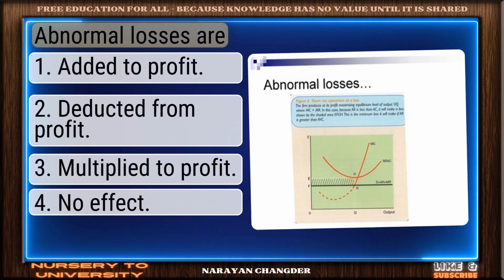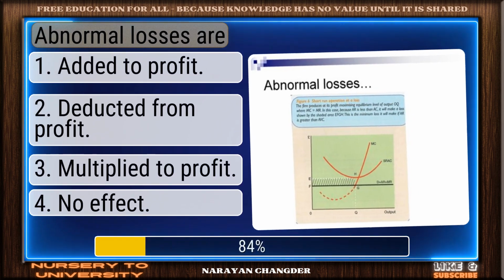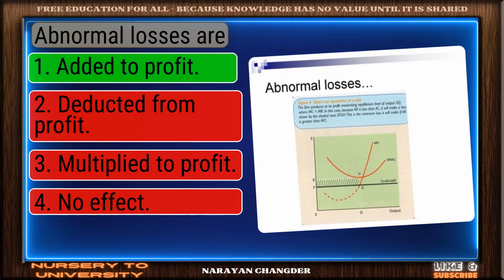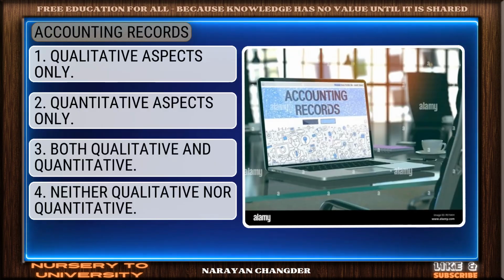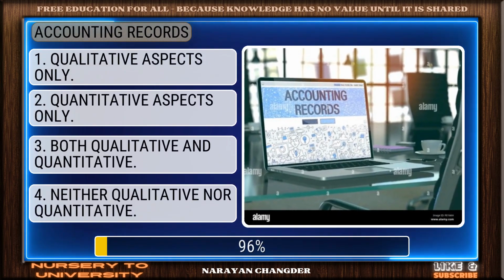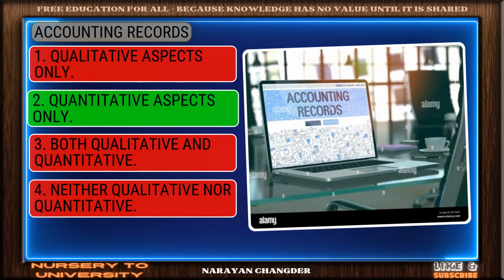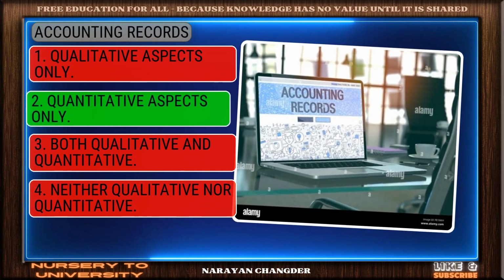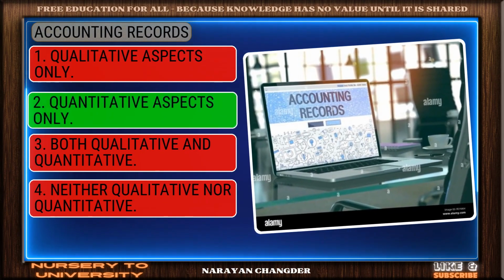Abnormal losses are. Great thinking. Added to profit is the right choice. Accounting records. You got it. Your choice, quantitative aspects only, is right.